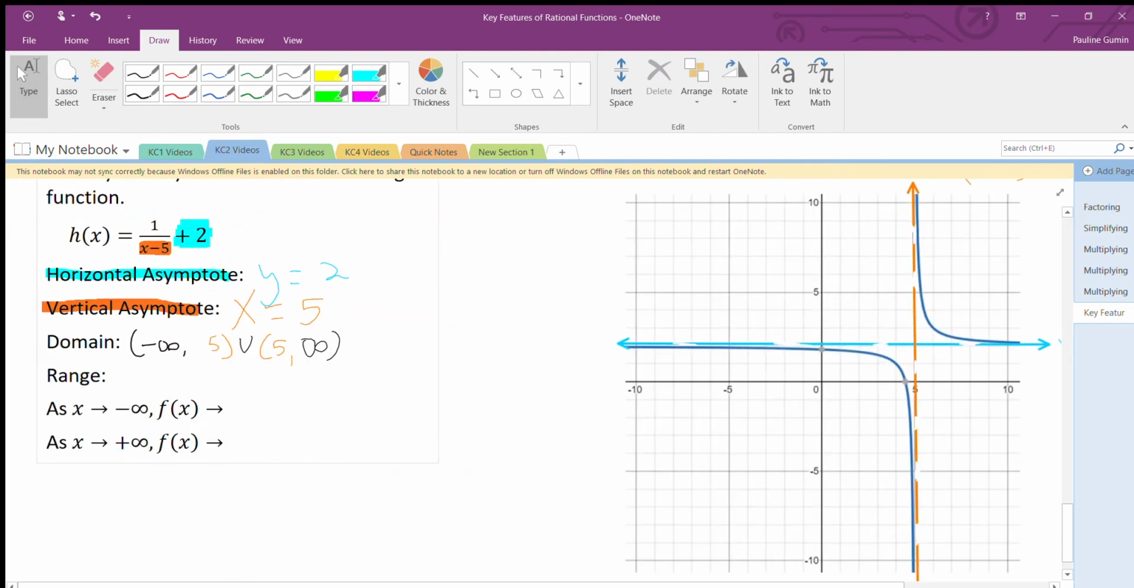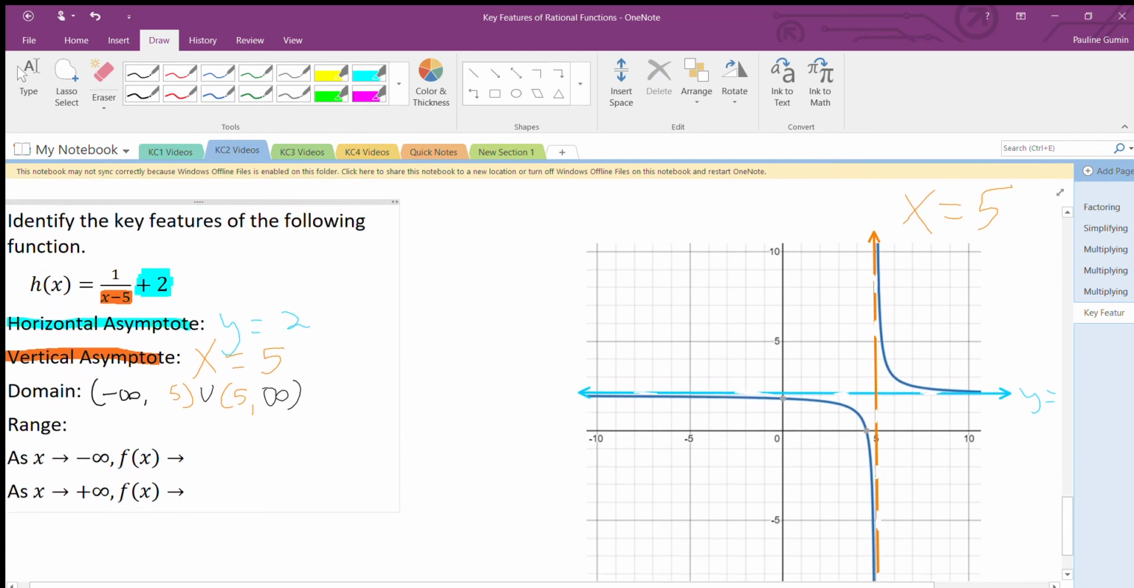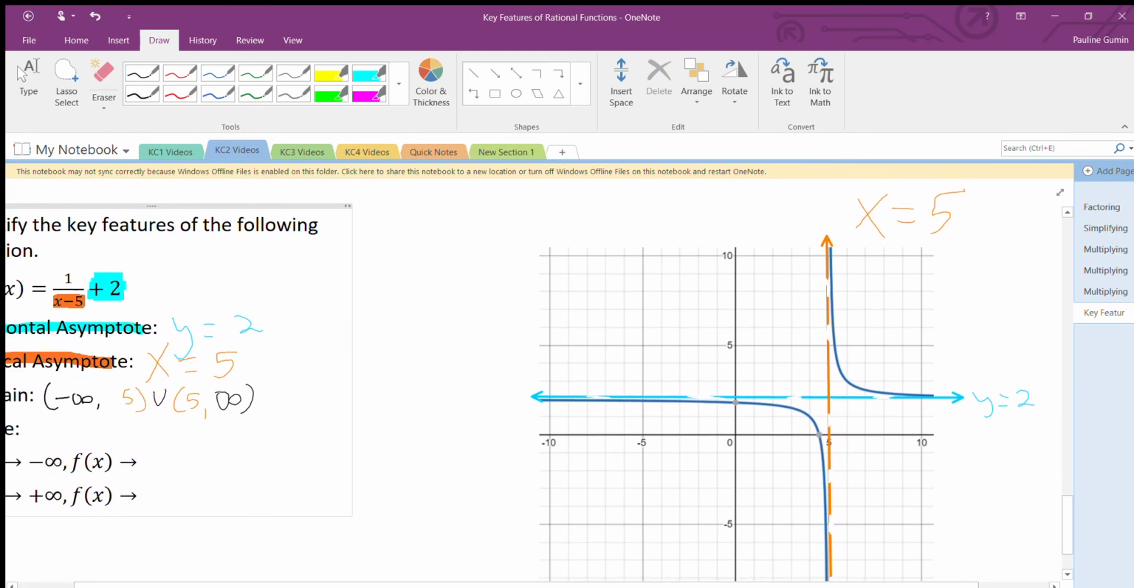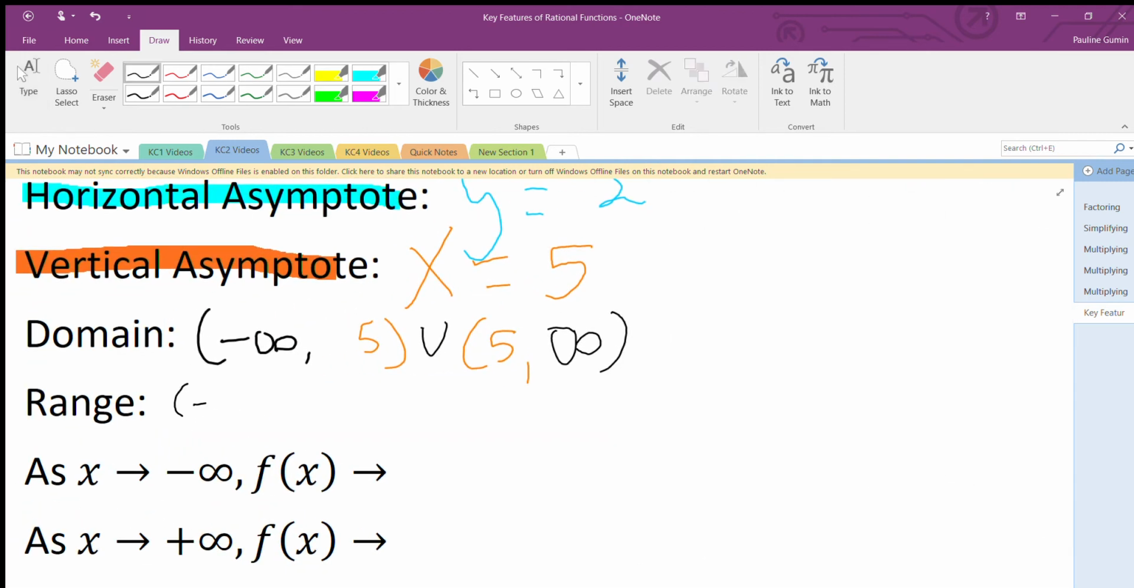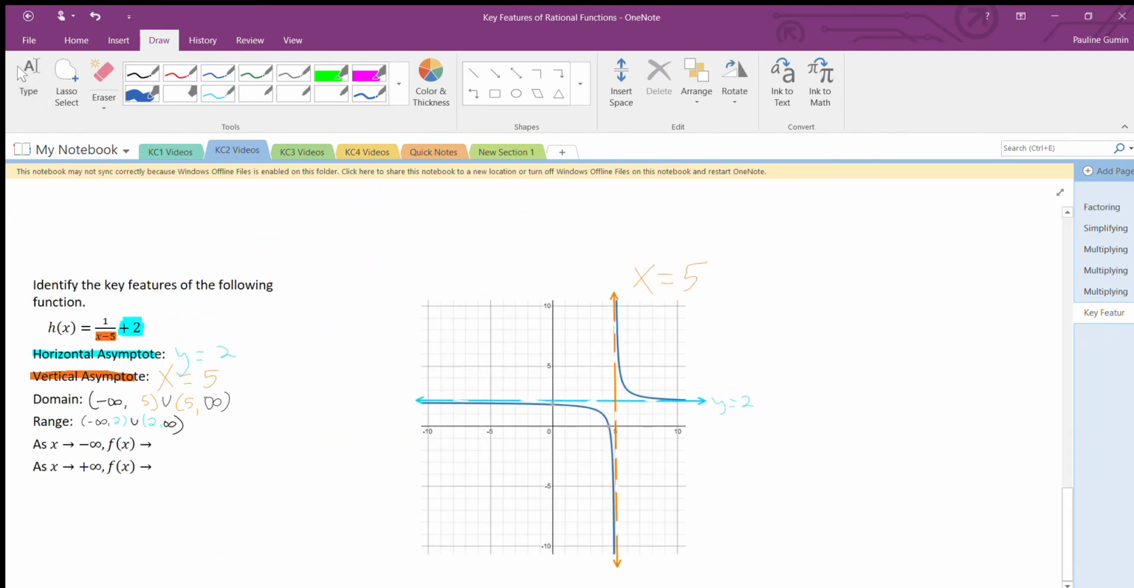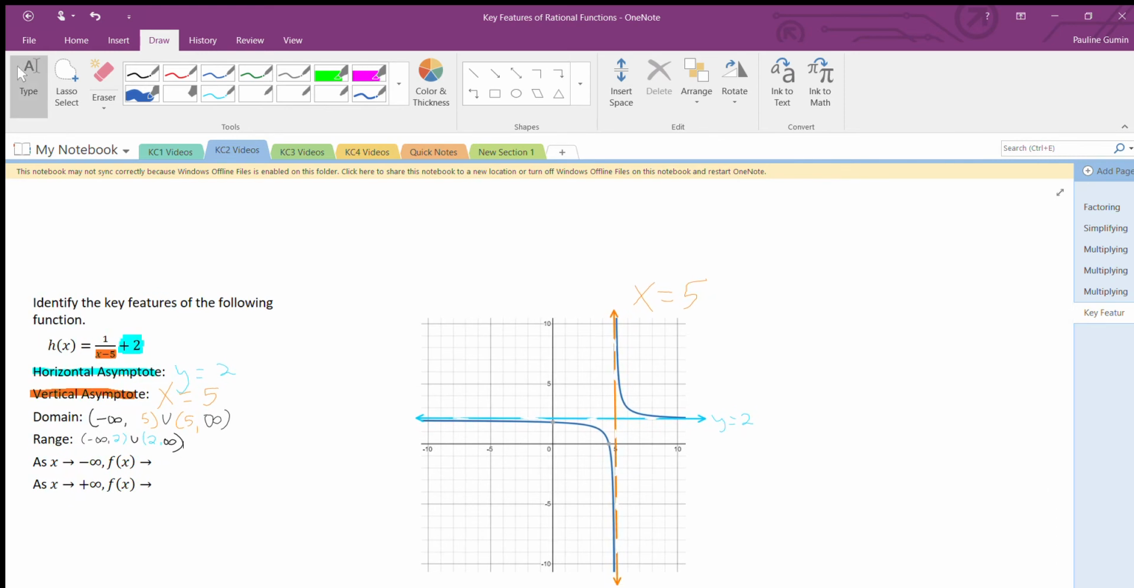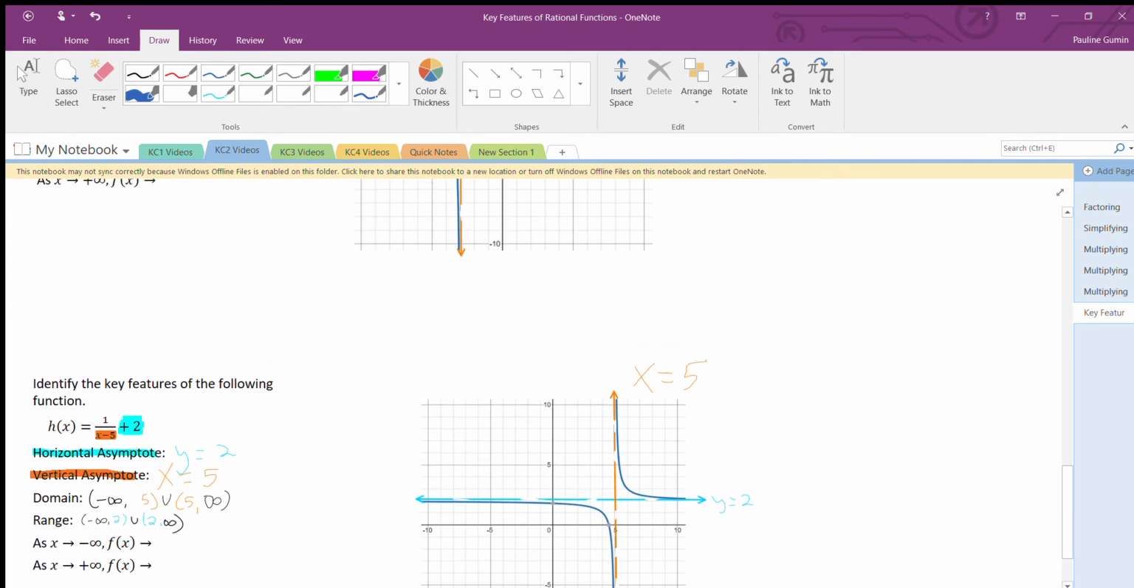And then for our range, we start at the bottom, that's negative infinity, and as we go up to the top, we run into the horizontal asymptote of y equals 2, so we have to skip over that as well. So we go from negative infinity to 2. We have to skip over it, but we're saying there's a union between that and going from 2 to positive infinity. I hope you notice the relationship between the asymptotes, domain, and the range. Now let's talk about end behavior.